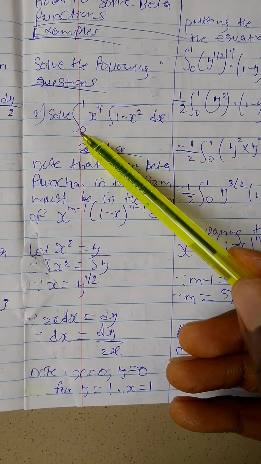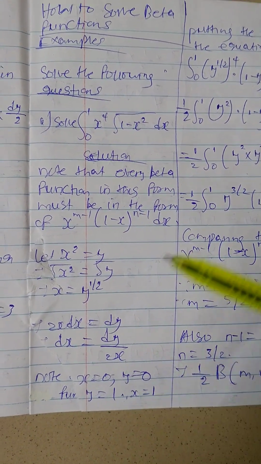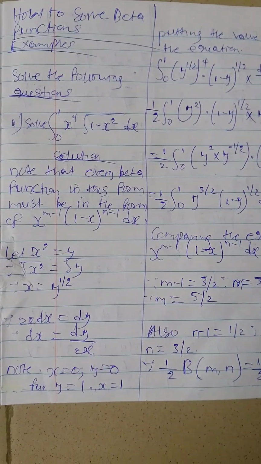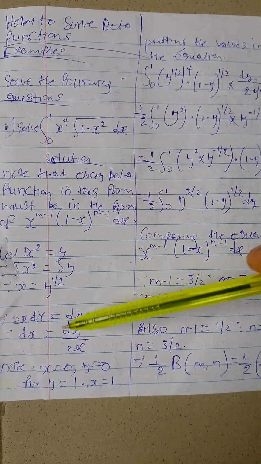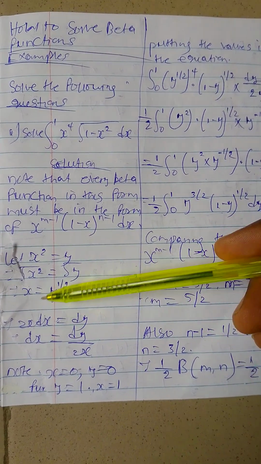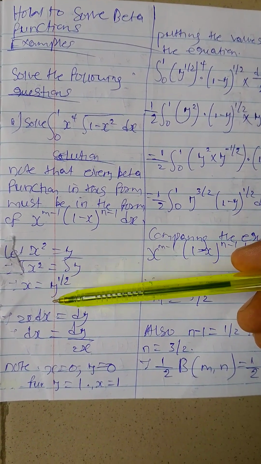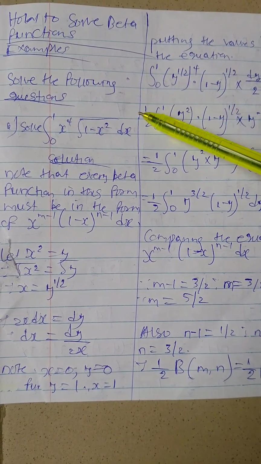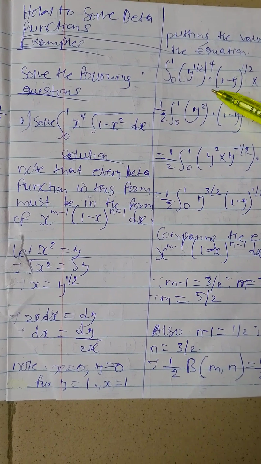Okay, now also know that in the limit, when x is 0, y is 0, and when x is 1, y is also 1. So therefore, putting the values in the equation, put every answer we got here in this original equation. So what is x? x is y raised to power half. So that becomes the integral of 10 times y raised to power half, raised to power 4.